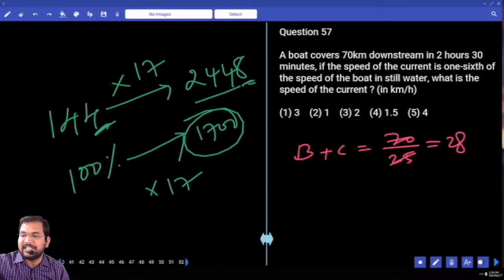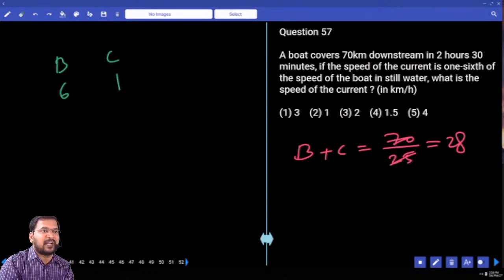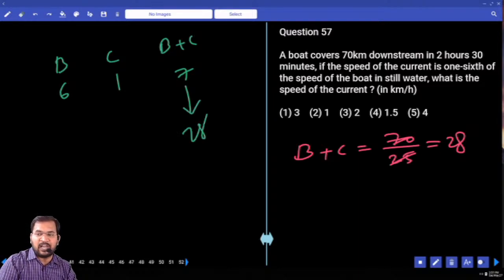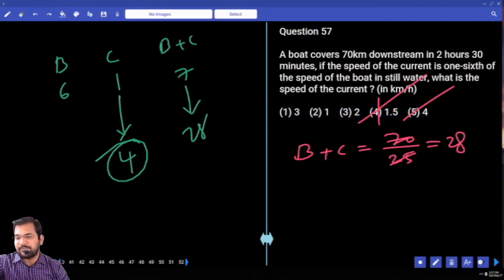If the speed of the current is 1/6 of the speed of the boat in still water. If the speed of the boat is 6 parts, the speed of the current is 1 part. Then B plus C is how many parts? 7 parts, and we got 28. Each part is 4. They're asking the speed of the current. The speed of the current is 4.